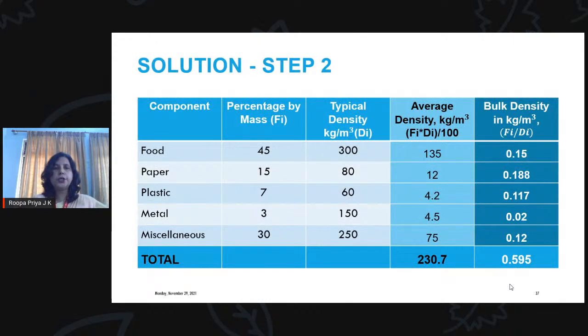So let's calculate. Based on this, we have the average density calculation in our fourth column, which gives the total average density in kg per meter cube. We also have the bulk density, which is calculated using columns 2 and 3, that is Fi and Di, that is Fi divided by Di, which gives us the bulk density of all these individual components of solid waste. And this is the summation of the average density and bulk density. The total average density is 230.7 kg per meter cube, and the total of the bulk density in kg per meter cube is 0.595 according to this question.